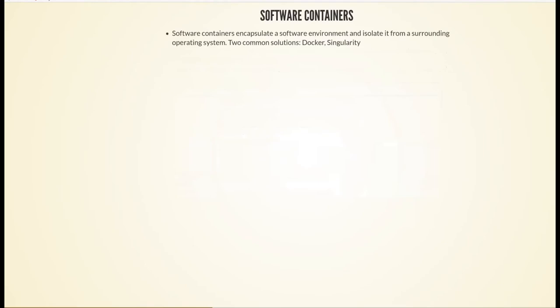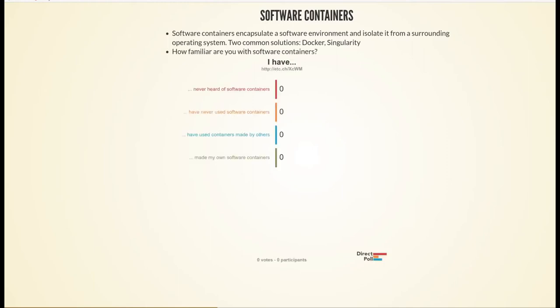software containers. Those containers encapsulate the software environment, including all of the software that is installed, and they isolate it from the operating system that the container runs on. That gives you a very shareable and secure means to package up all of your software and then send it to someone else, who will be readily able to run all of that software without having to install it. And there are many solutions out there, and two common solutions that you may know are Docker and Singularity.